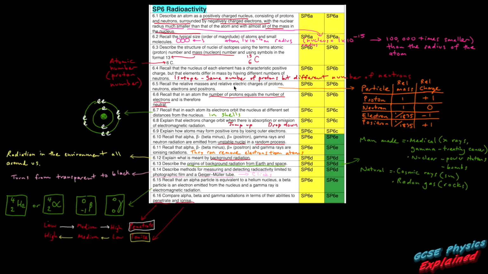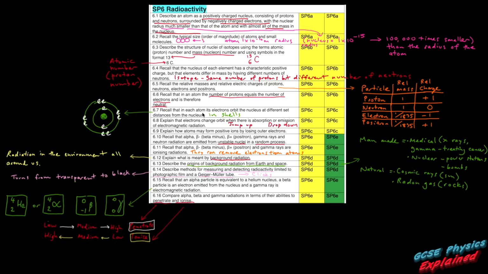Recall the relative masses and relative electric charges of protons, neutrons, electrons and positrons. So there's the particles there. Here's their relative masses and their relative charges. So a proton has a relative mass of 1, so does a neutron. An electron is nearly 2,000 times lighter, so is a positron. And the relative charges: proton is positive, neutron is neutral, electron is negative, and a positron is positive. That number there is 1 divided by 1,835 if you want to be exact.